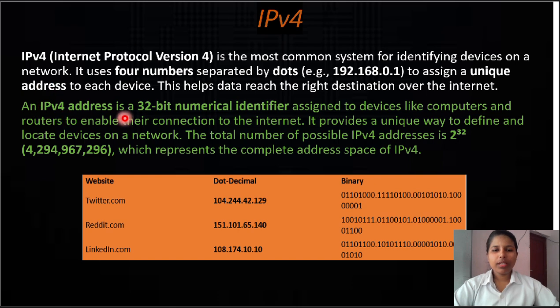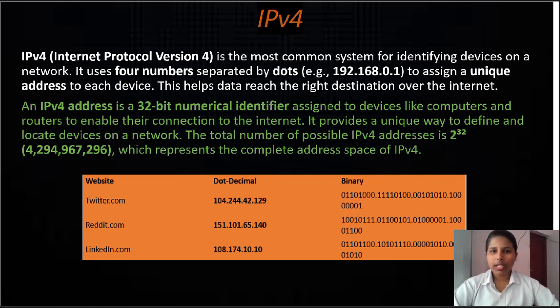An IP address is a 32-bit numerical identifier which is assigned to all devices, computers and routers, to enable their connection to the internet. So what connects things across the internet is provided by IPv4 addresses. It is a 32-bit numerical identifier, which means here we can see some binary numbers.